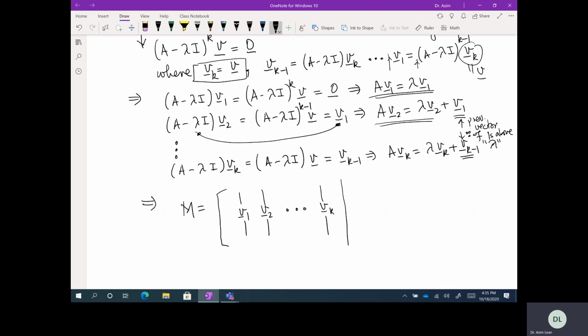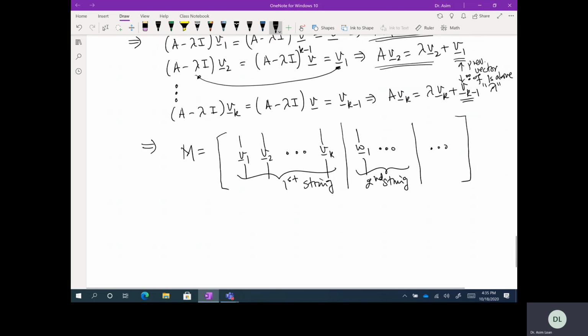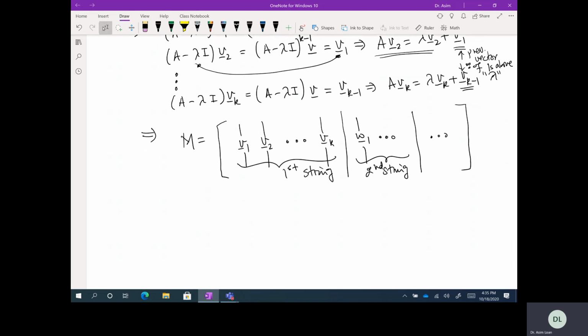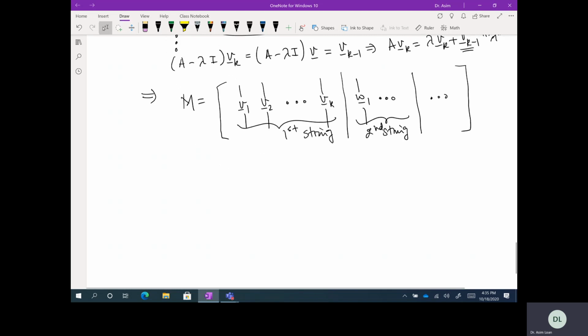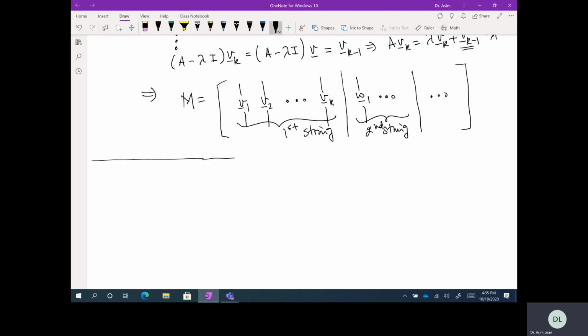And then I have another string, maybe W1, and so on and so forth, right? So first string, second string, and so on. So this is what we want to get. And to show how we do that, let's do an example. We're going to do two examples, and we're going to do these steps in all the examples so that it's clear to you how to compute the Jordan form.